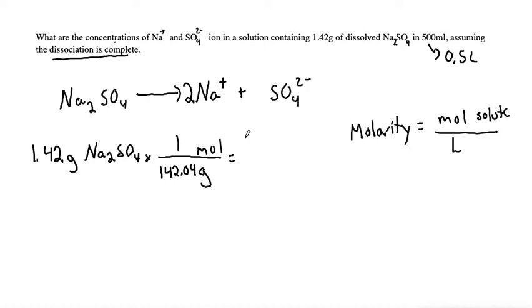So multiplying by the numbers on top, dividing by the numbers on bottom, we get 1.42 divided by 142.04 gives us 0.009997. Not grams, excuse me. The grams canceled. That is moles of Na2SO4.